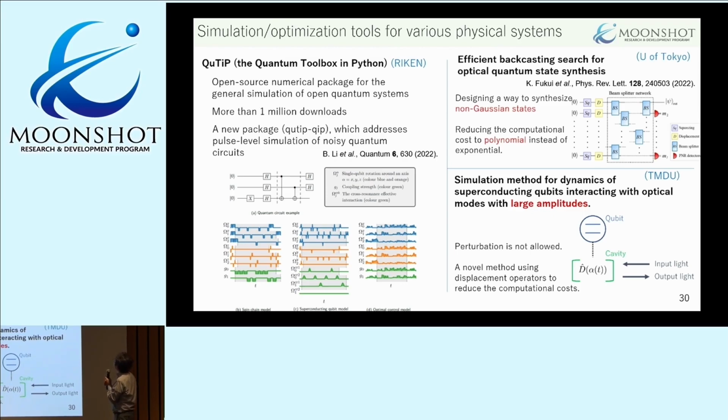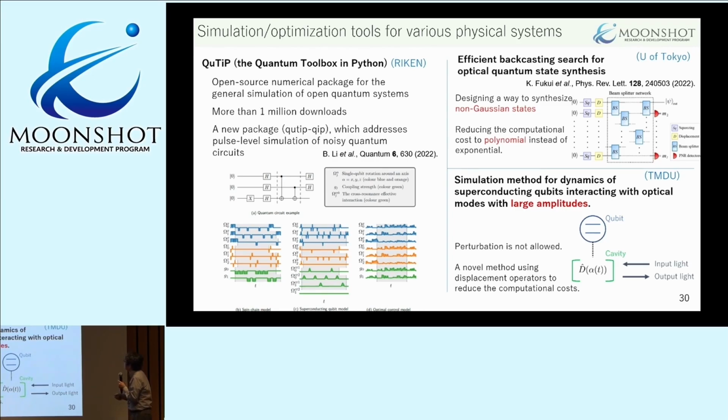So nowadays, thanks to the improvement of the photon counters, it looks like it's possible to synthesize non-Gaussian states over multiple modes. But the computational cost for designing this synthesizing circuit grows rapidly as the number of modes increases. So this proposal provides a new clever way of searching to reduce the computational cost to polynomial instead of exponential.